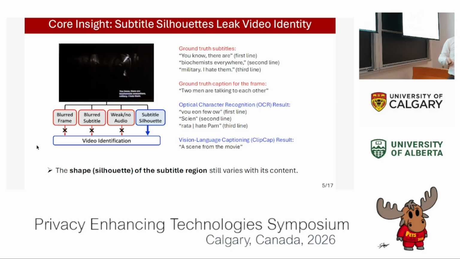Unfortunately, it does not work. What about recent image captioning algorithms, which can generate a natural language description of images? We utilized ClipCap. Unfortunately, it still does not work. But let's revisit this frame. On the right corner there is a white area, the blurred subtitle area. We call this the shape of the subtitle region, or I would say the silhouette of the subtitle region. Such a silhouette varies with the content, and surprisingly, that is enough for us to identify the videos.